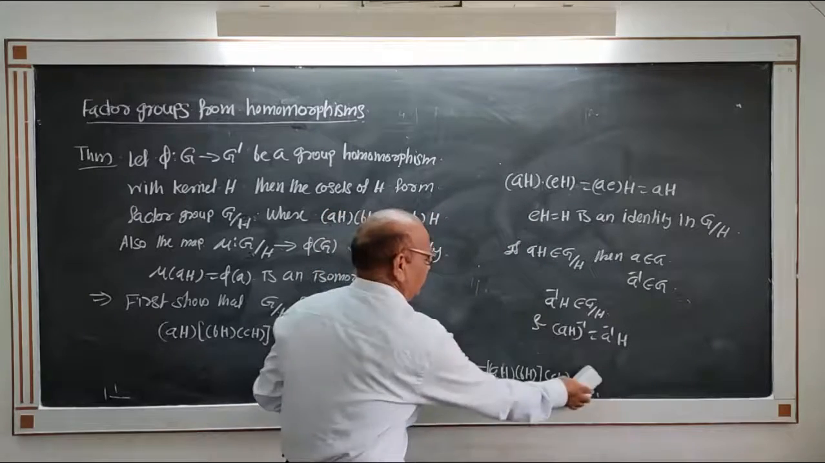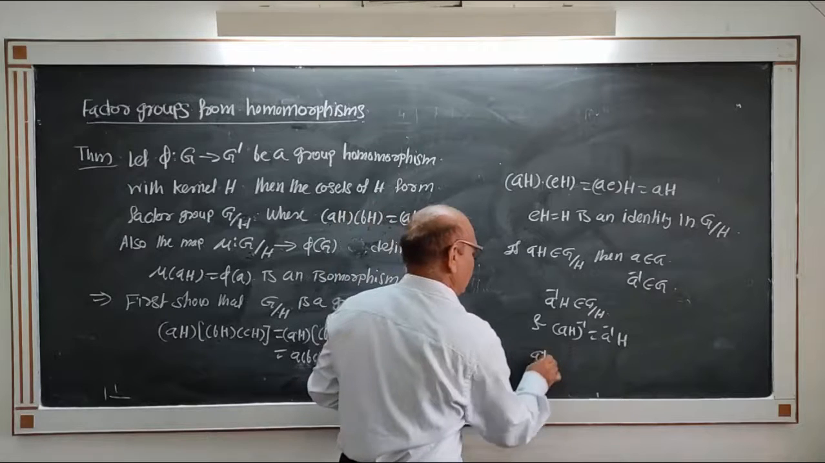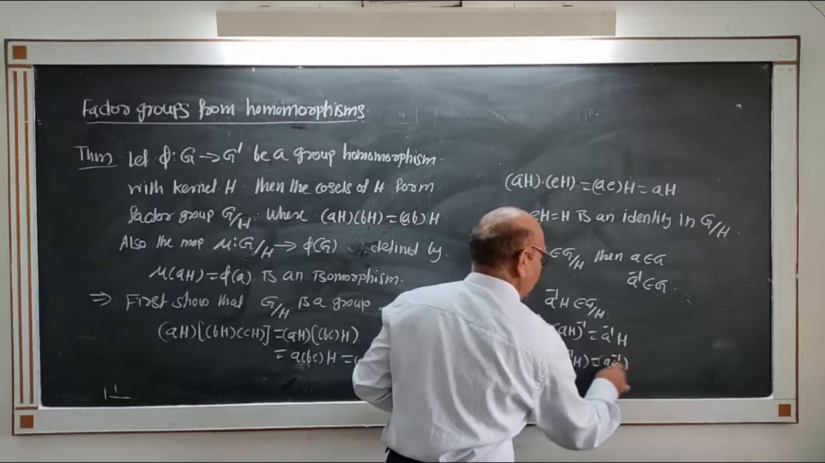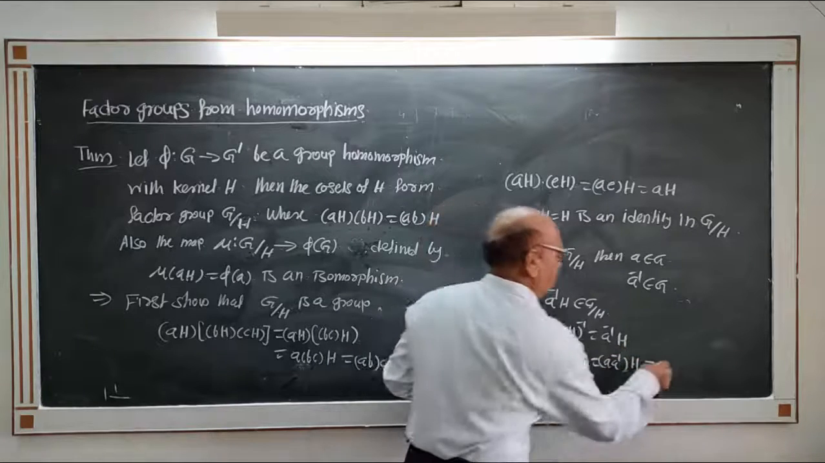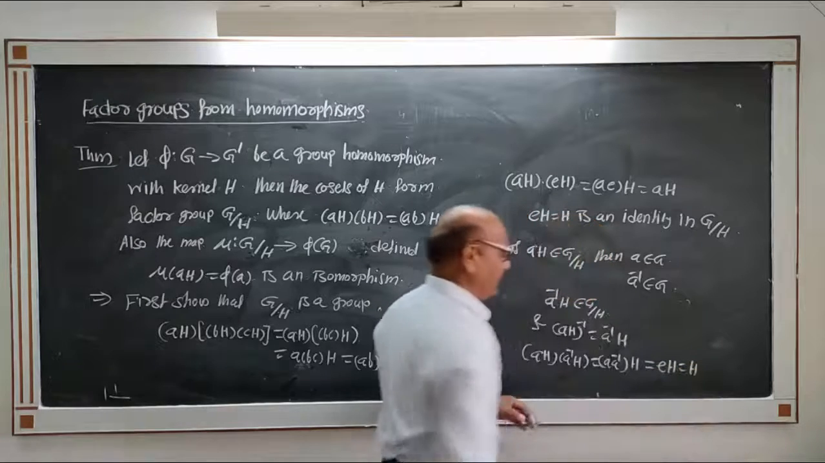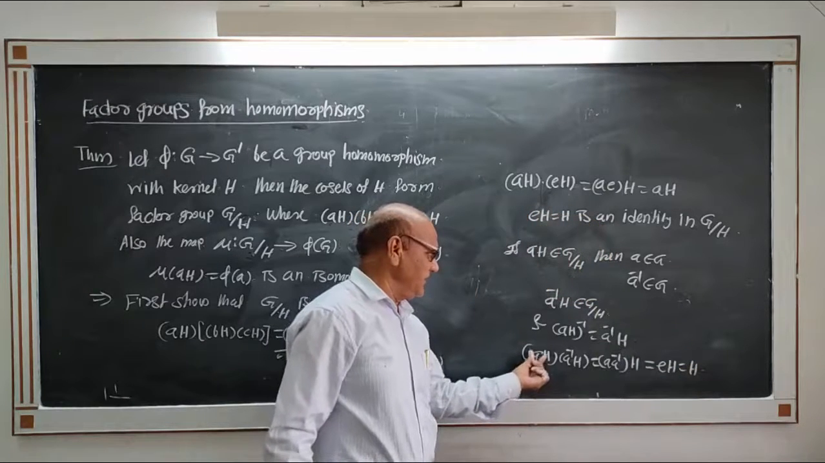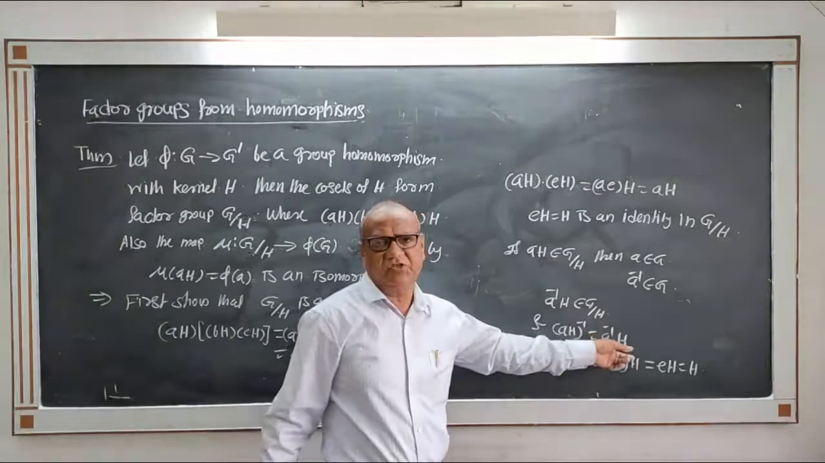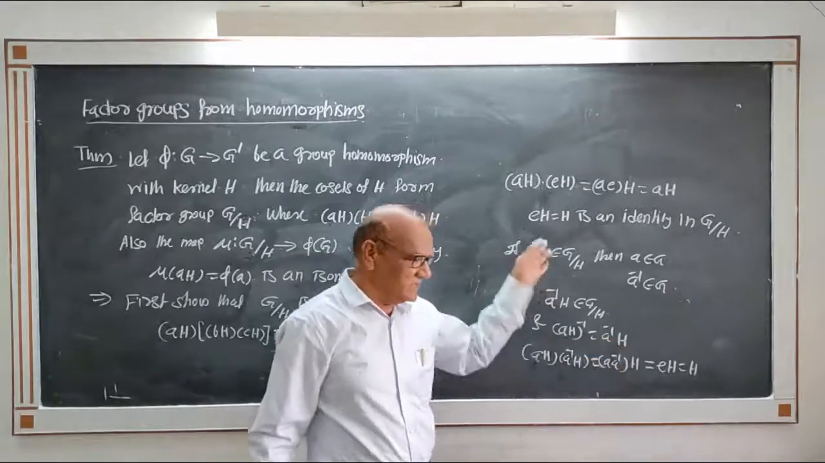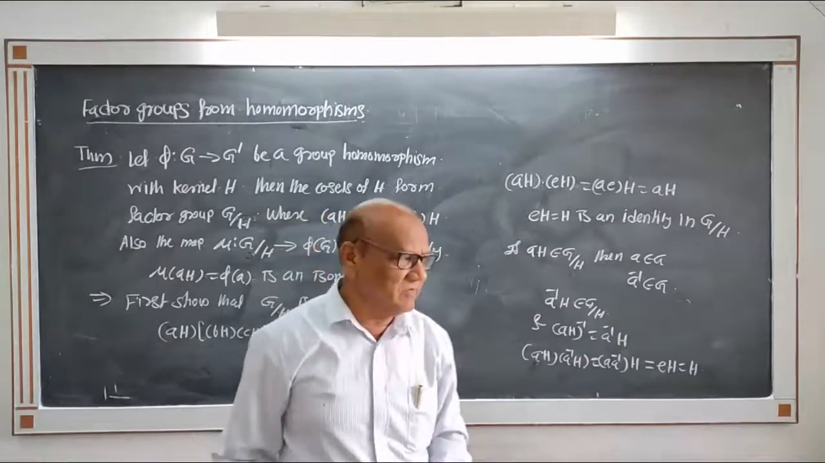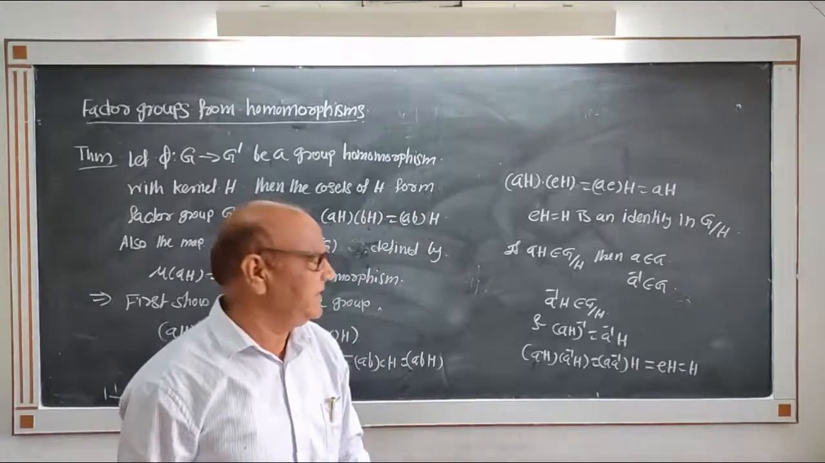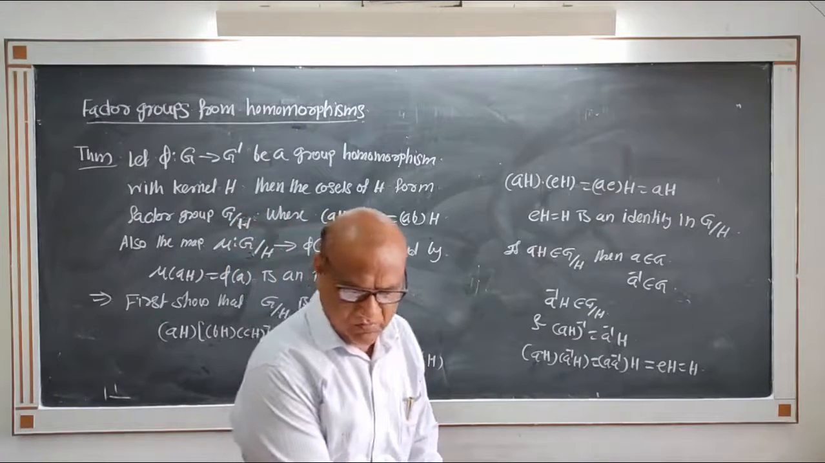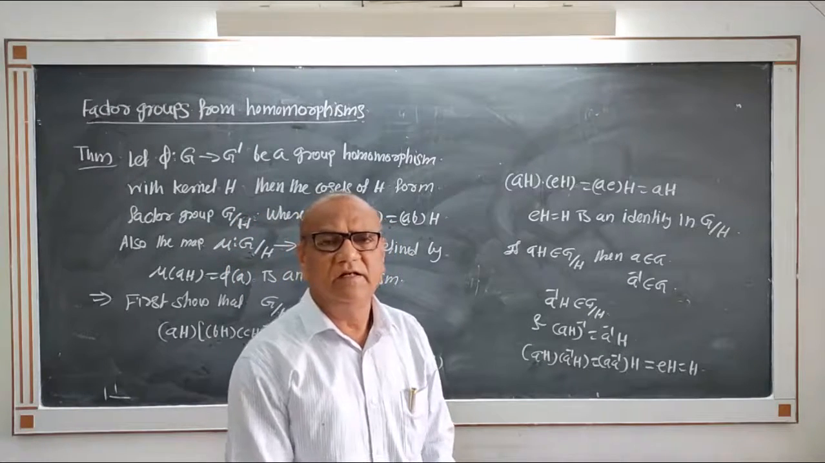Here, AH times A inverse H is equal to A times A inverse H, which is EH, this is H, the identity. That means the inverse of the element AH is A inverse H. So all properties of a group are satisfied, and so G by H is a group.